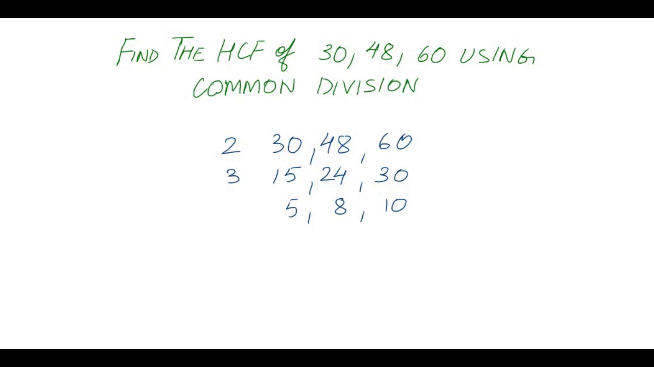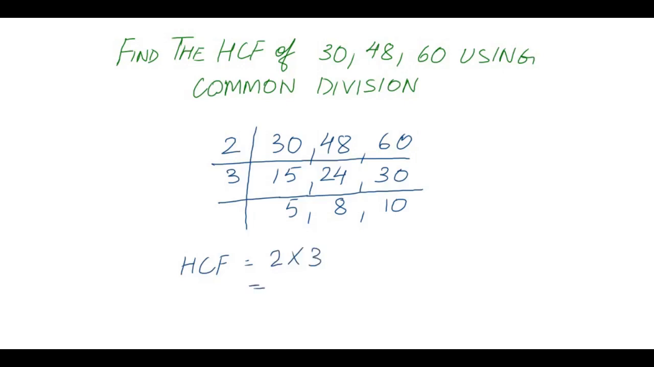Now if you try, you will see that you will not be able to divide all three of these numbers with the same number other than 1. So that means our common division is complete. Okay, so let me just make these lines. And now I'll just write HCF is equal to 2 multiplied by 3. So your HCF is equal to 6. So this is how you find the HCF of 3 numbers or 4 numbers, any number of numbers using common division.